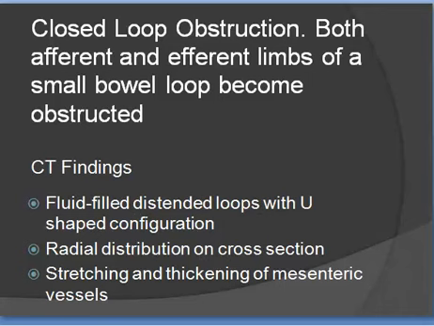Closed loop obstruction, we talked about the strangulation. Now closed loop obstruction can occur in those with afferent and efferent loops if there is a post-operative change. When obstructed, they show fluid-filled distended loops with U-shaped configuration. There is radial distribution in cross-section, and stretching and thickening of the mesenteric vessels. These are the findings of closed loop.